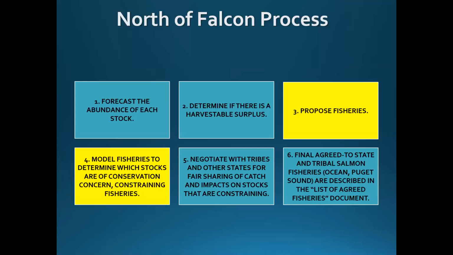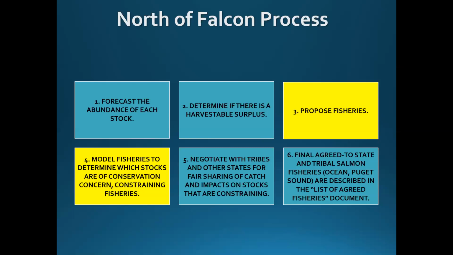A simplified view of the North of Falcon process. It starts in January, really, when biologists from the state and tribes are getting together and looking at all the data that we collect through the year and going through the forecasts of abundance. We go through different modeling exercises to determine if there's harvestable surplus. We're in this section now where we're proposing fisheries and modeling fisheries to try to determine what kind of fishing levels we can have on these stocks of concern.